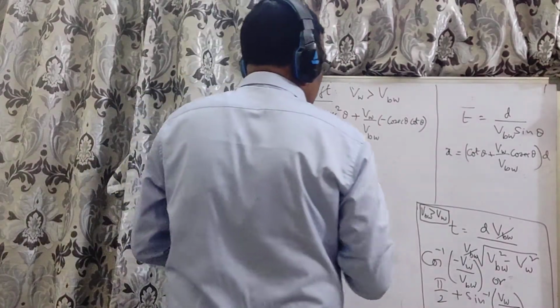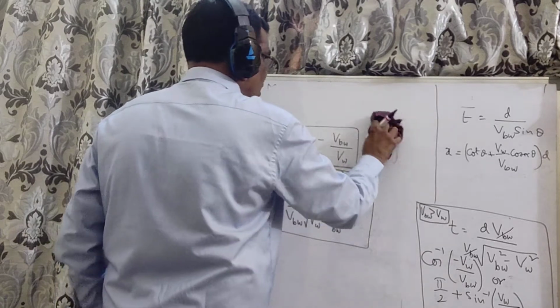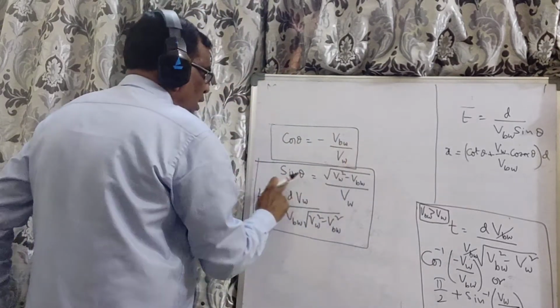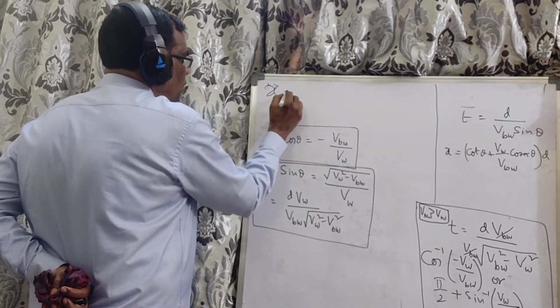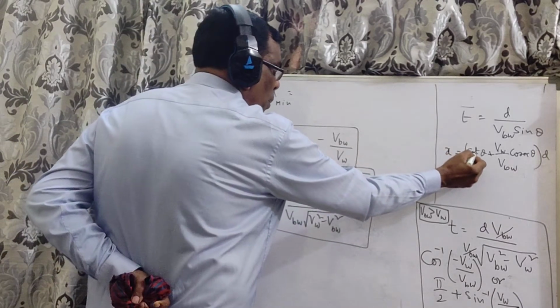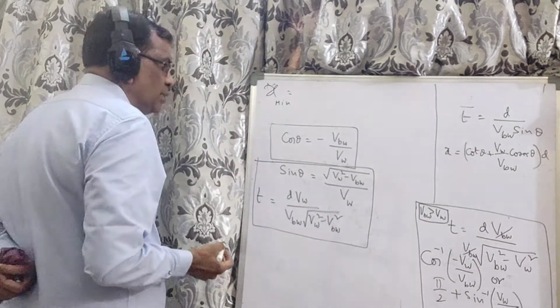What is the minimum? So I'll have to substitute it there. Whatever result I have got, I got cos theta like this, sin theta like this. What is that minimum drift? I have to simply substitute. Now you see what is cot theta?